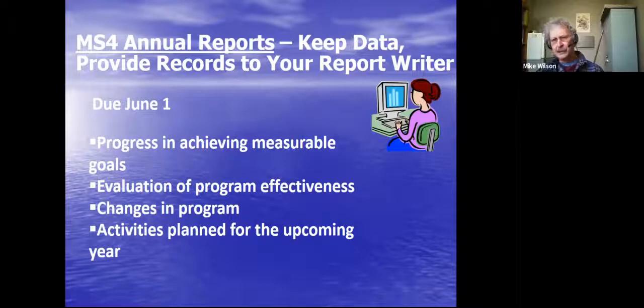That's why your stormwater and pollution prevention training is in January and February, because that educational requirement must be completed by March 1st to gather that data to get it in for June 1st. One of the things that must be reported is the progress in achieving measurable goals, the evaluation of the program effectiveness, any changes in the program, deviations from the year before, and what activities you are planning for the upcoming year in terms of training and retrofitting stormwater systems.